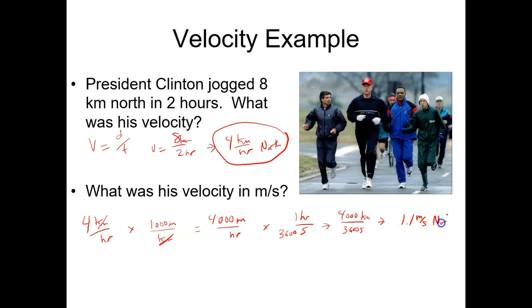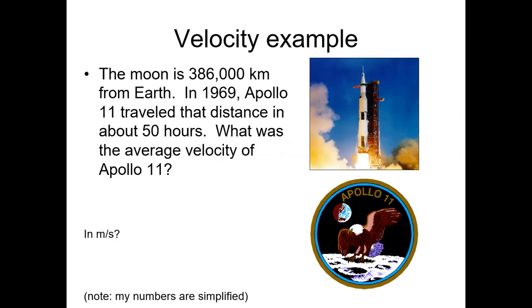Now, don't forget my direction, north. Okay, so now I have a little bit better understanding. He's going 1.1 meters per second north. Not very fast. If you didn't quite get how we did this dimensional analysis here, don't worry. We will have lots of practice doing that in the future. Let's do one more example, looking forward to our astronomy.